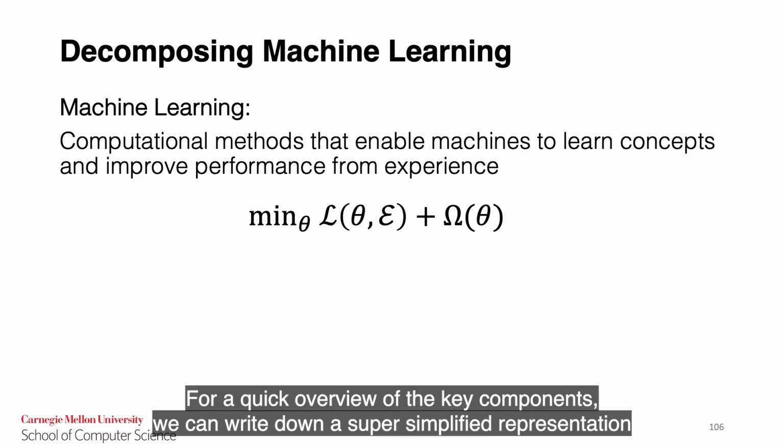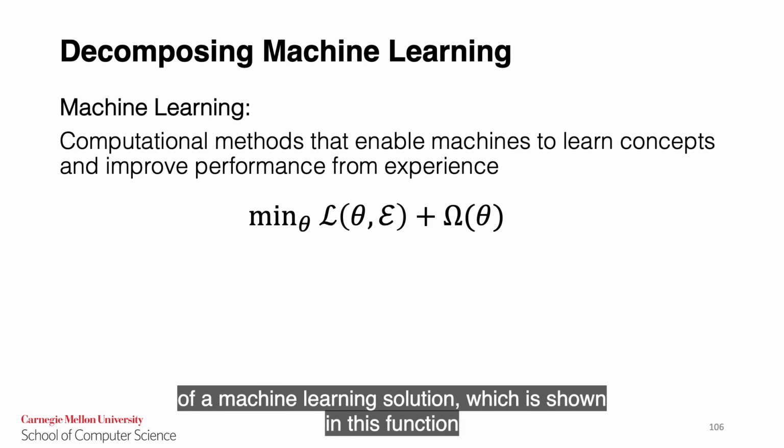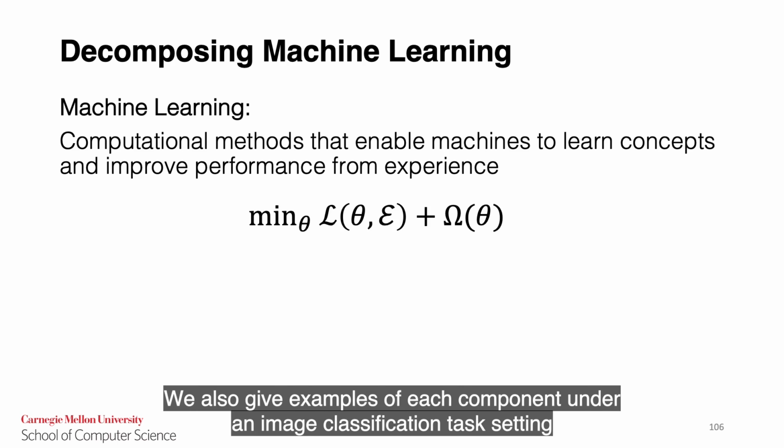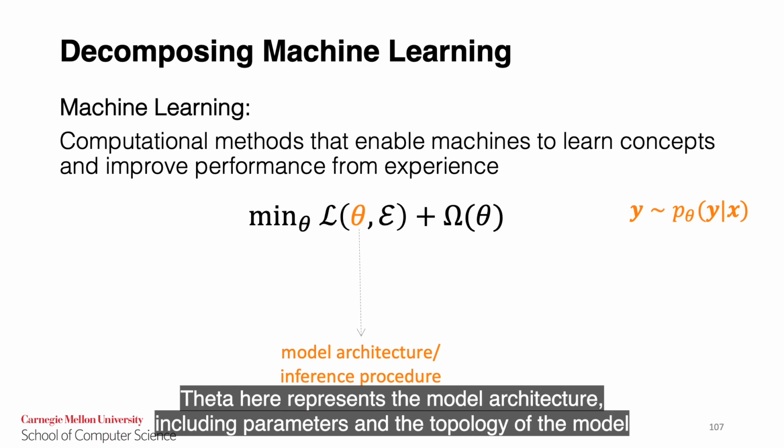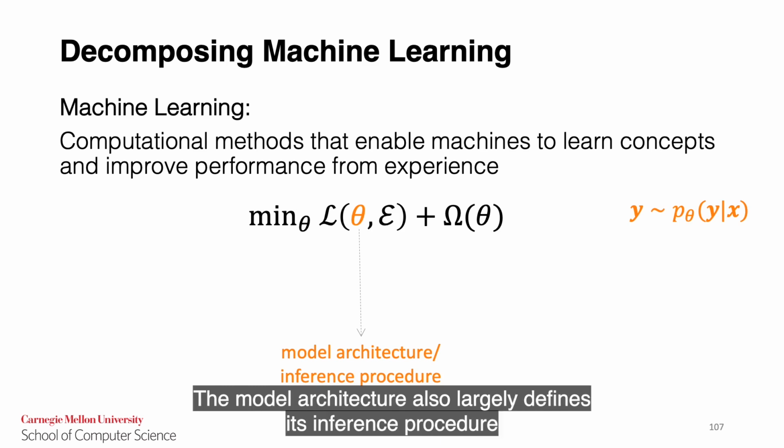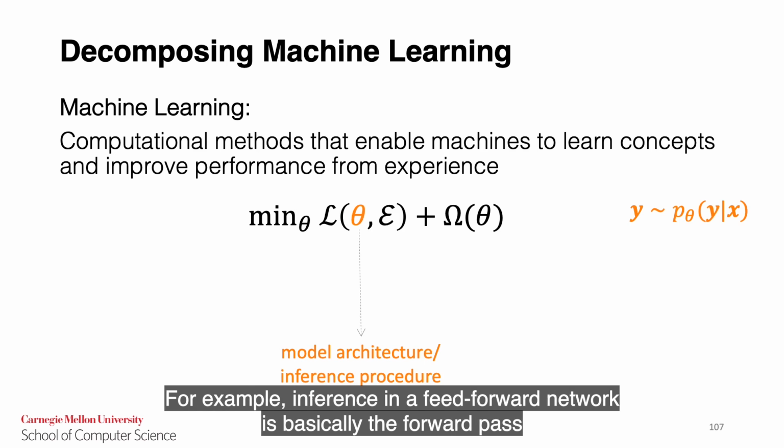For a quick overview of the key components, we can write down a super simplified representation of a machine learning solution, which is shown in this function. We also give examples of each component under an image classification task setting. Theta here represents the model architecture, including parameters and the topology of the model. The model architecture also largely defines its inference procedure. For example, inference in a feed-forward network is basically the forward pass.